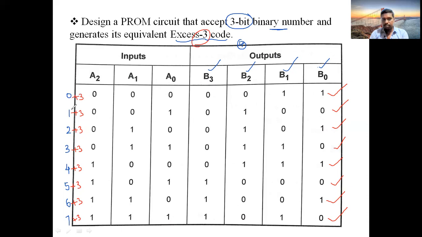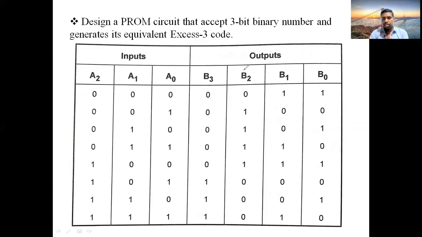So 0 plus 3, 1 plus 3, 2 plus 3, 3 plus 3, like that you add and you will get the result. Convert that result into binary form and write it in this section. Okay, clear? Now you have the truth table with you. And now what is your task? You need to draw the circuit.